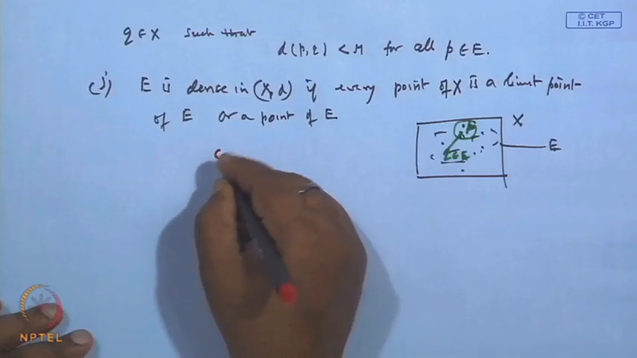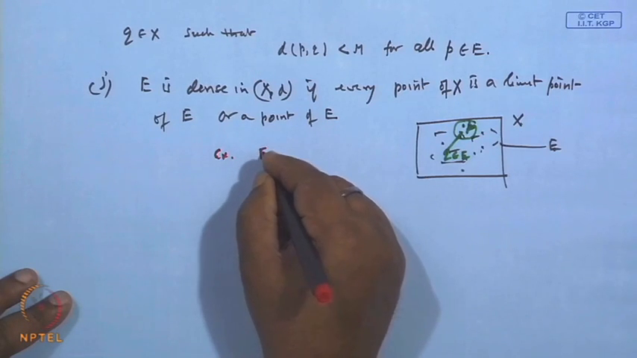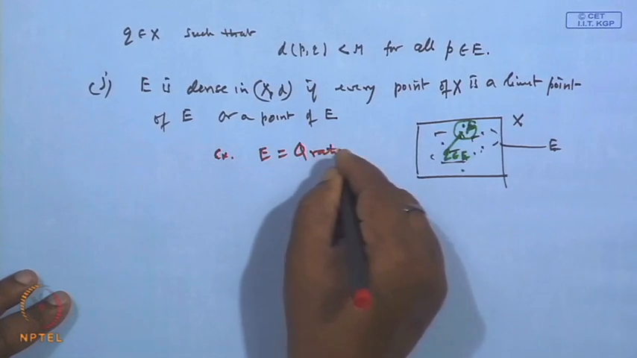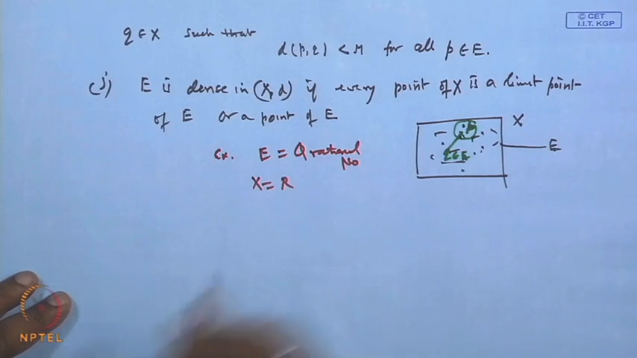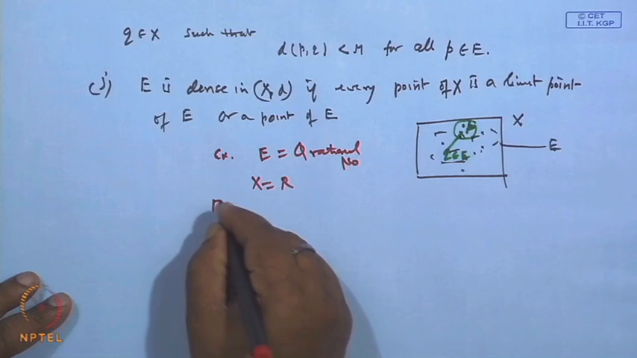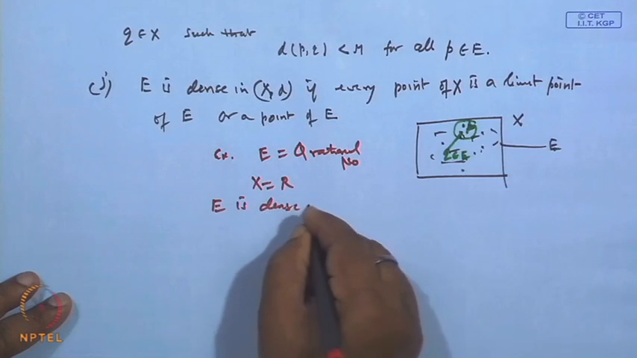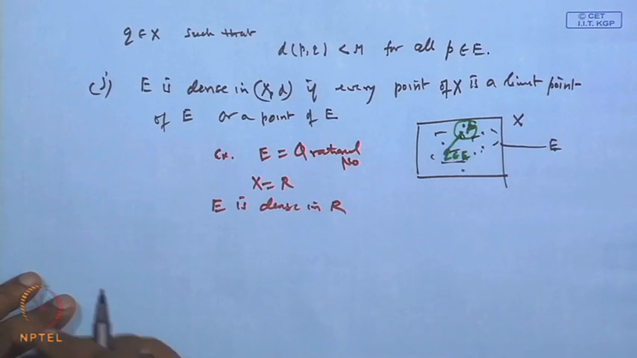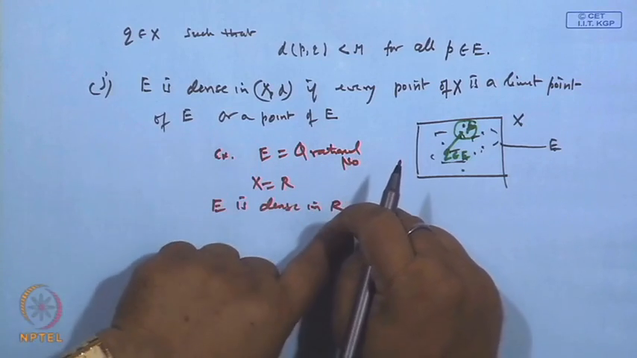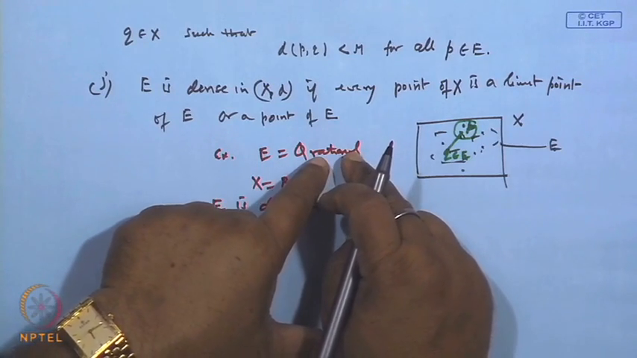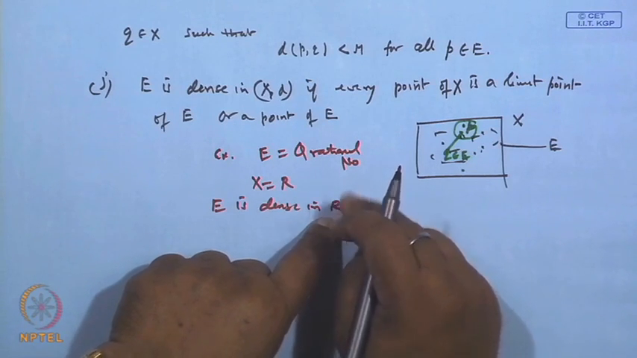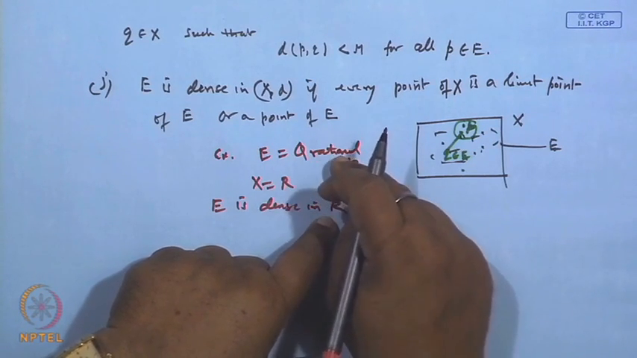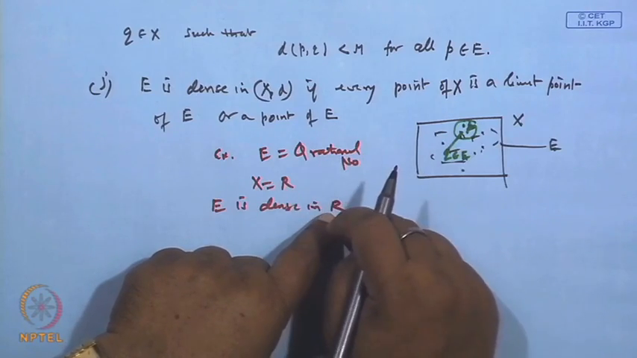For example, on the real line, our E is the set of rational numbers and X is R, then this E is dense in R, because any real number can be approximated by means of rational numbers. If we draw any neighborhood around a real number, we get another rational point which is different from this.